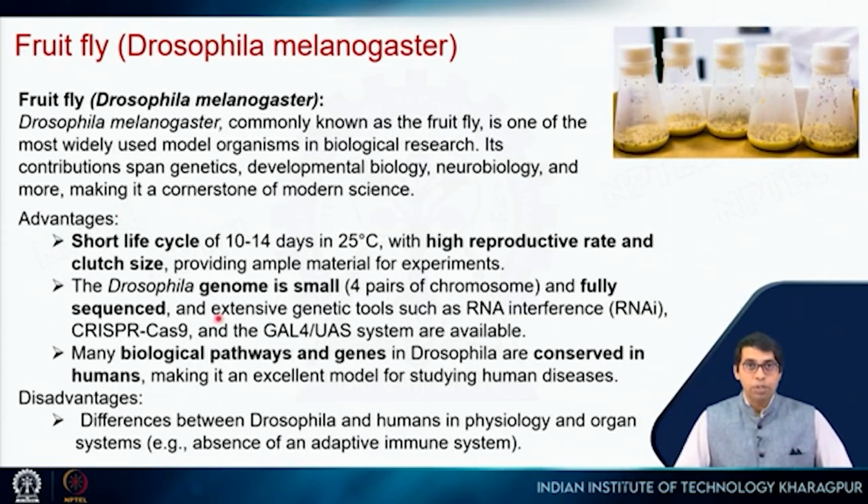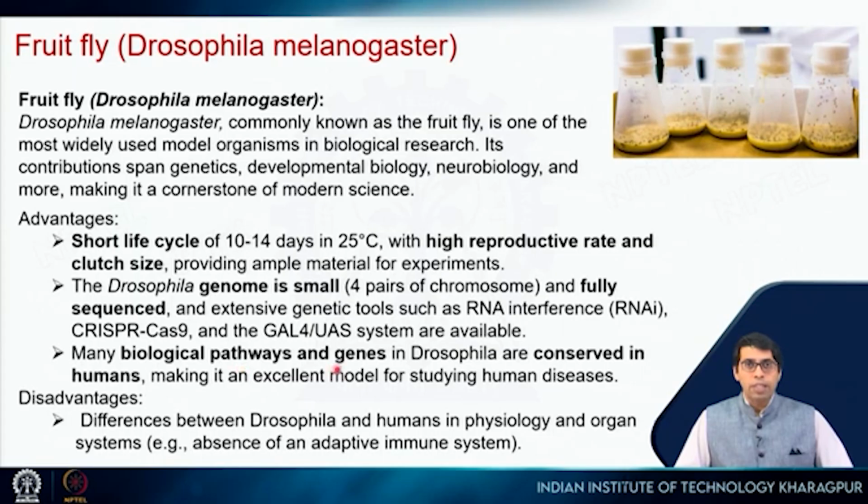So Drosophila have a short life cycle of 10 to 14 days at 25 degrees centigrade. They have a very high reproductive rate and clutch size, which means that there is enough material to do experiments. The Drosophila genome is small. It has only 4 pairs of chromosomes which are fully sequenced, and there are extensive genetic tools available that can be used to manipulate the Drosophila genome.